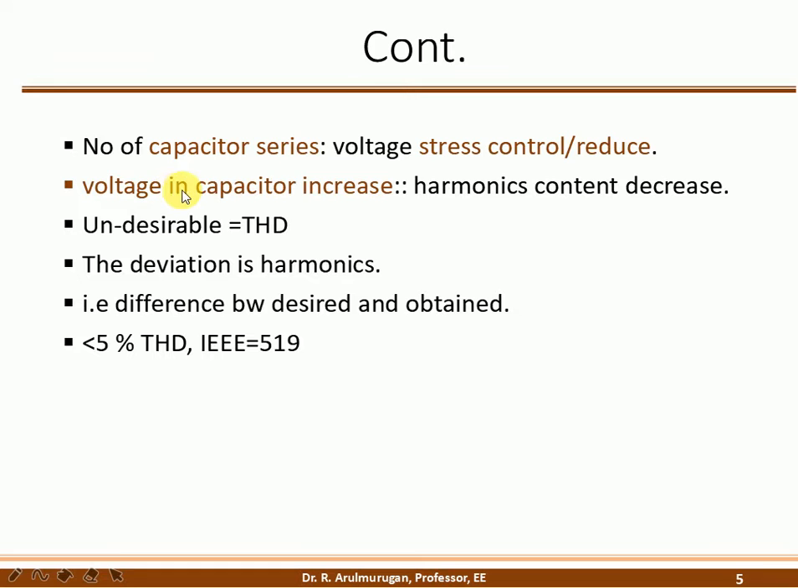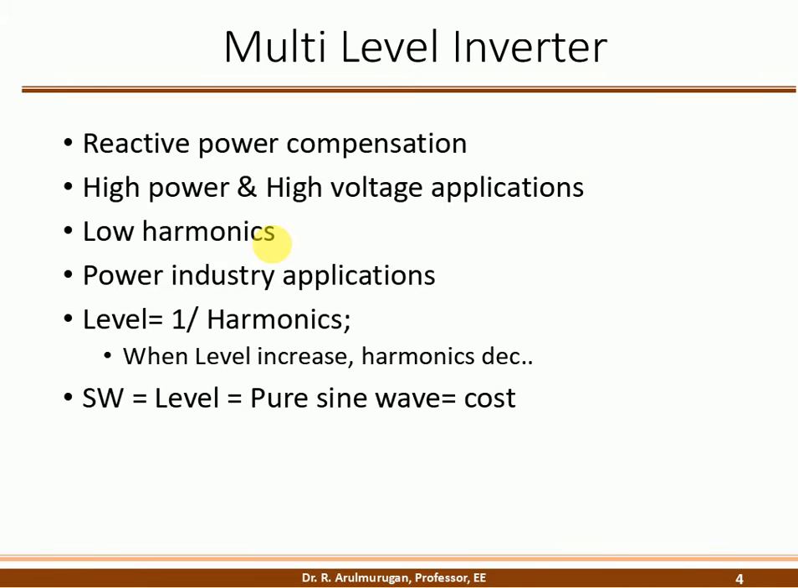The next one: the voltage in the capacitor increases, since the capacitor is connected across the DC source. When it increases, the harmonic content decreases. THD, the total harmonic distortion, is undesirable and unbearable, so we concentrate on that. Increase the number of levels to decrease the total harmonic distortion. We discussed that in the last slide: the level is inversely proportional to the harmonics.